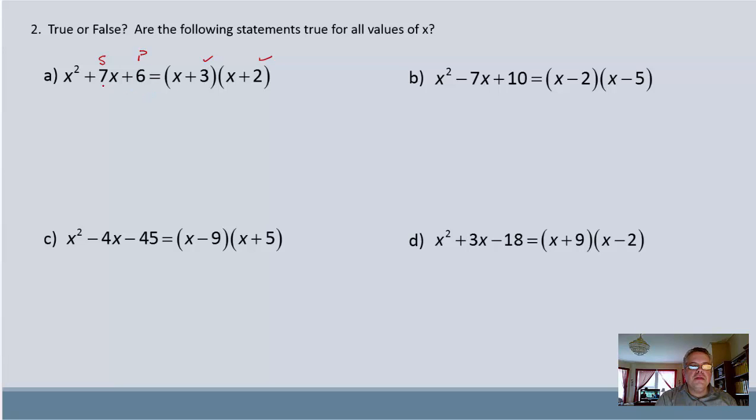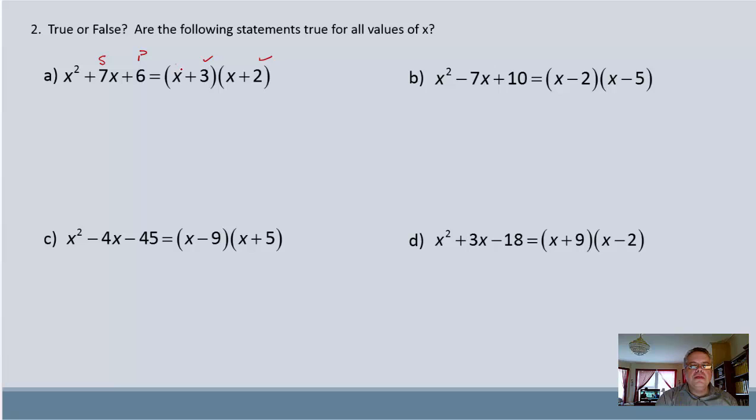So in order for this to be true, 7 must be the sum of the numbers, and 6 must be the product. And we can tell right away that's not true. 3 times 2 is 6, and 3 plus 2 is 5, which is not 7. So I know right away this is false. But let's multiply it out and see that it's false.